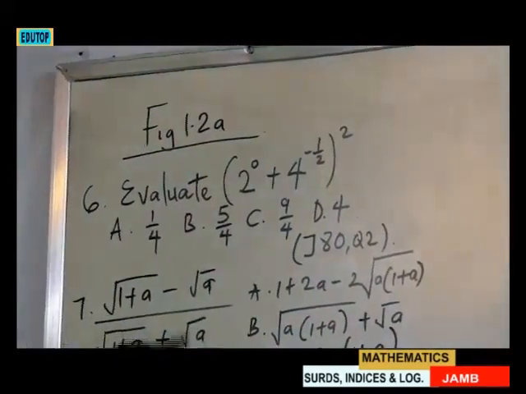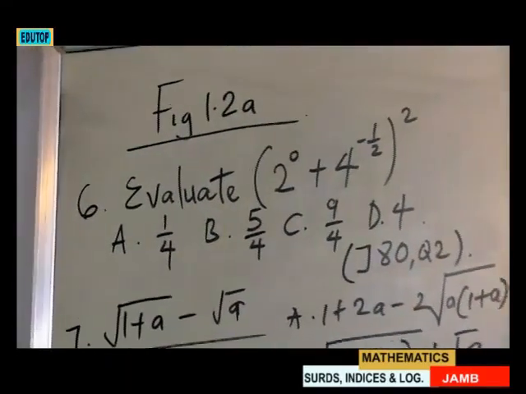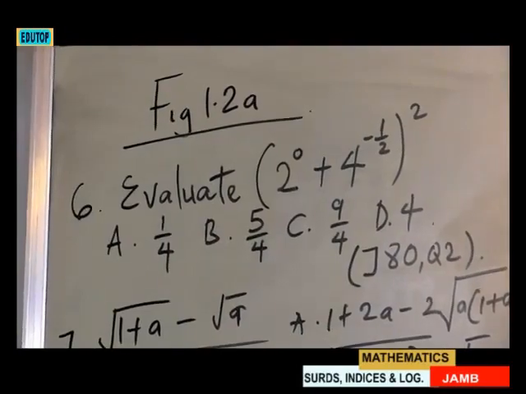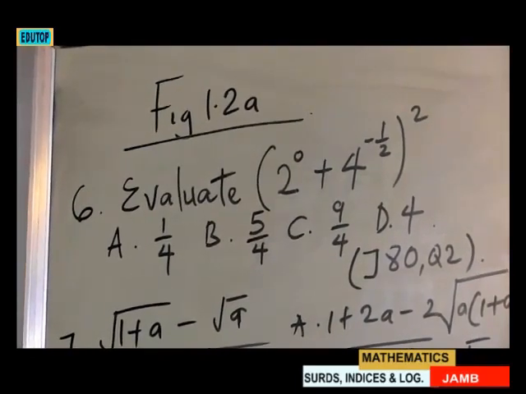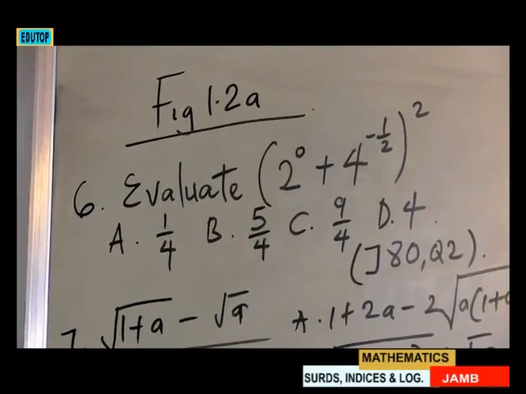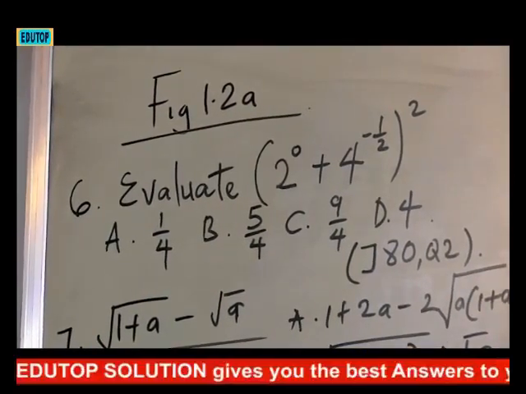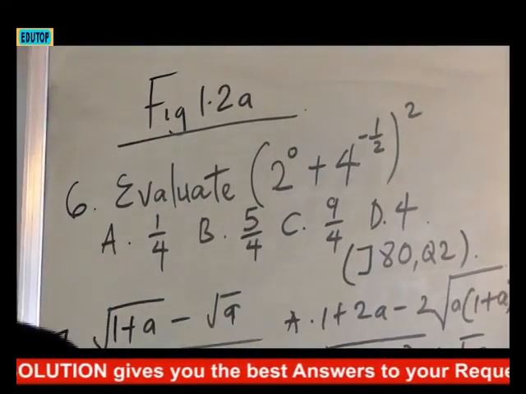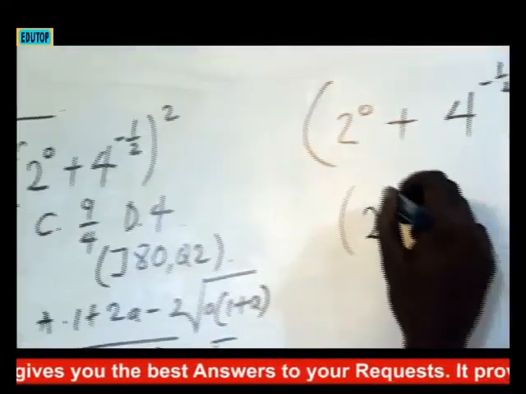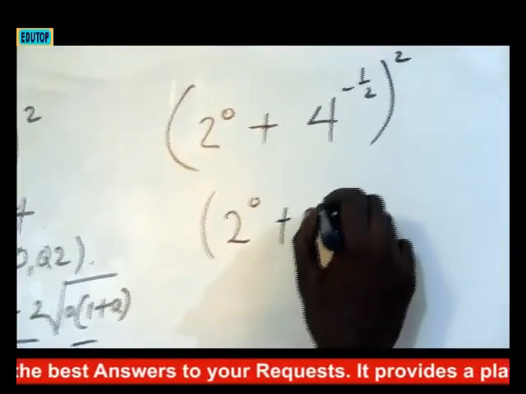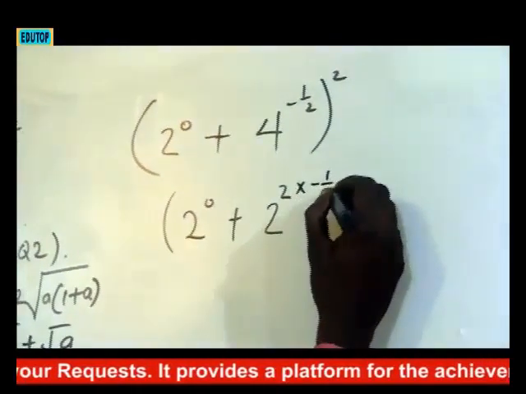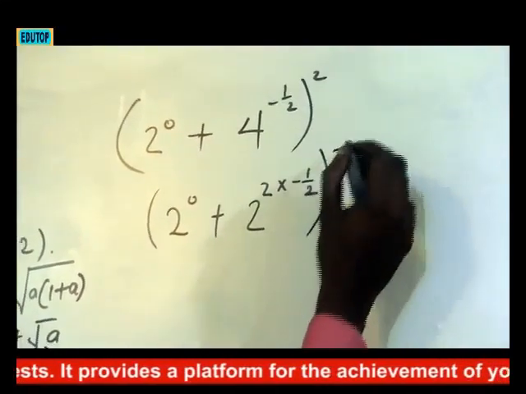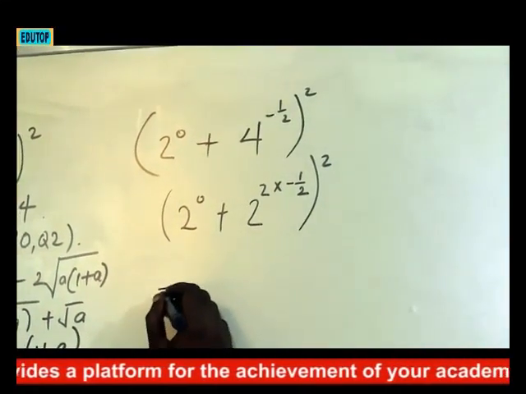Question number 6. This one says, evaluate this. We have 2 raised to power 0 plus 4 raised to power minus 1 over 2, everything raised to power 2. The question asks us to evaluate this. So the first thing we do here is 2 raised to power 0 plus this 4, which is 2 times 2, so we can write as 2 raised to power 2 times minus 1 over 2, then affected by what? 2.